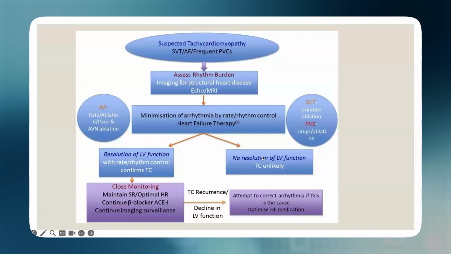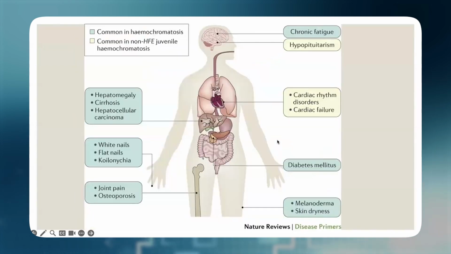So these are some extra slides I added. This is tachycardiomyopathy. Okay, how to treat tachycardiomyopathy. This is your hemochromatosis, right? What are the other clinical features that are seen in hemochromatosis? Chronic fatigue. These are typical clinical scenarios that will come in the exam.